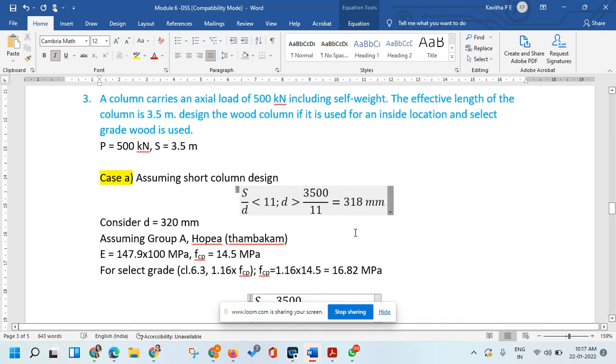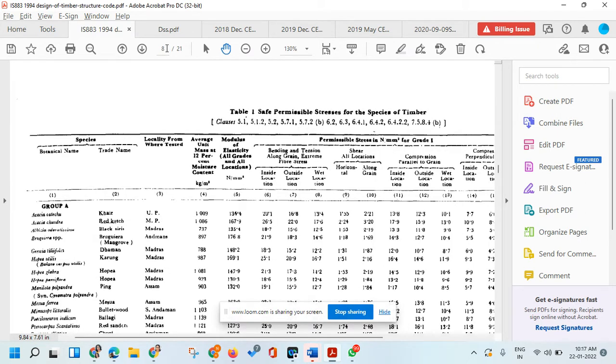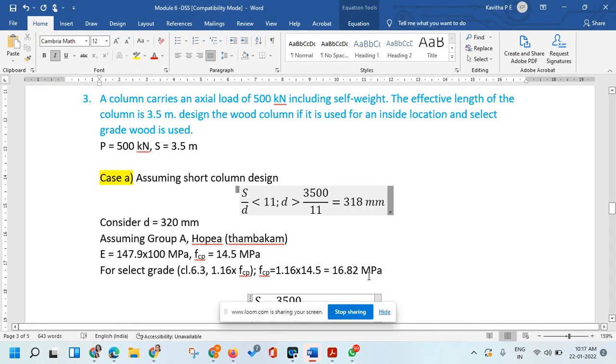So I am taking hoppe wood, that is Tambadam, and I have to get the properties of that hoppe wood. I am moving on to the particular page, and here I have to find the hoppe wood. Two rows are there, you can select accordingly. Say 147.9, and for inside location 14.5. 14.5 and 147.9 are there.